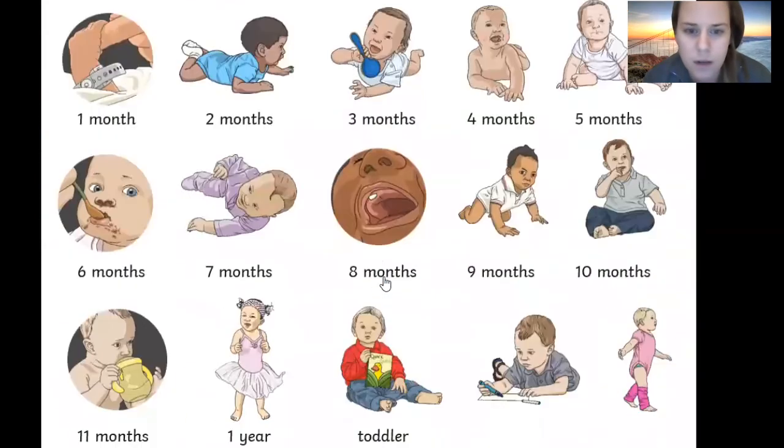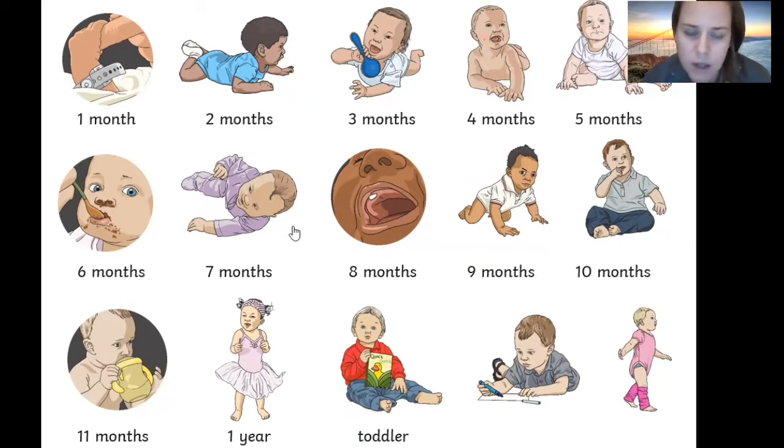So let's have a click on here. This is a rough timeline of infancy. So we have 1 month when they're tiny babies, 2 months they begin to kind of roll on their tummy, 3 months, 4 months, 5 months are all relatively similar, although at 5 months we've got baby sitting up. 6 months is when they say we can start to wean them, we can start to feed them solid food.